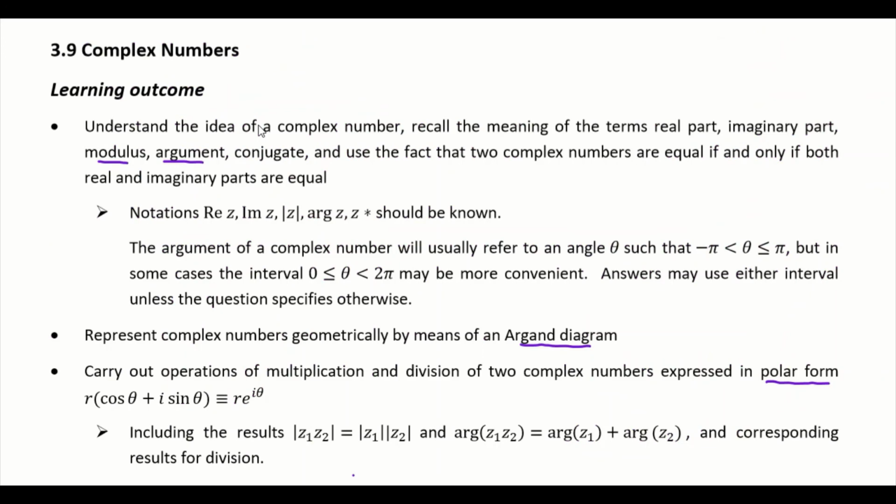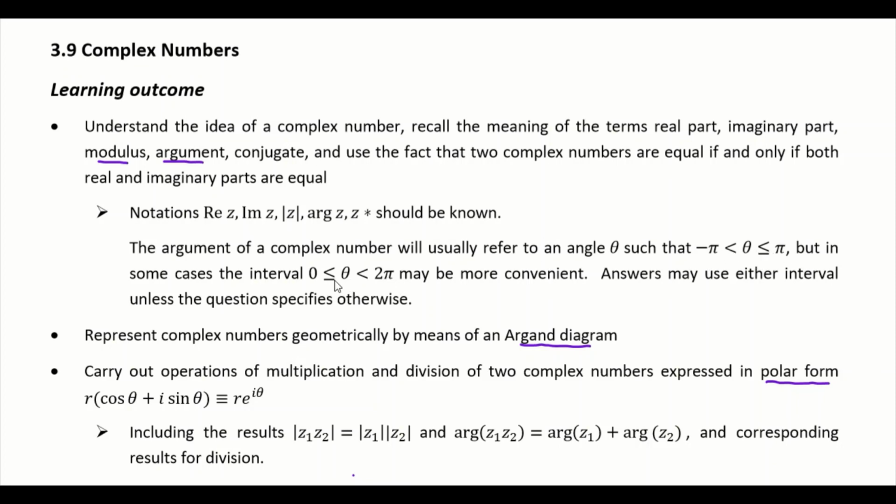Alright, so I hope that you are able to answer the question just now and remember to check your answer. So I'm just going to close this video by doing a very quick recap on the learning outcome of today. At the first part of the lesson, we learned about the modulus and the argument, right? Normally the argument will be referring to angle theta, which is between negative pi to pi.